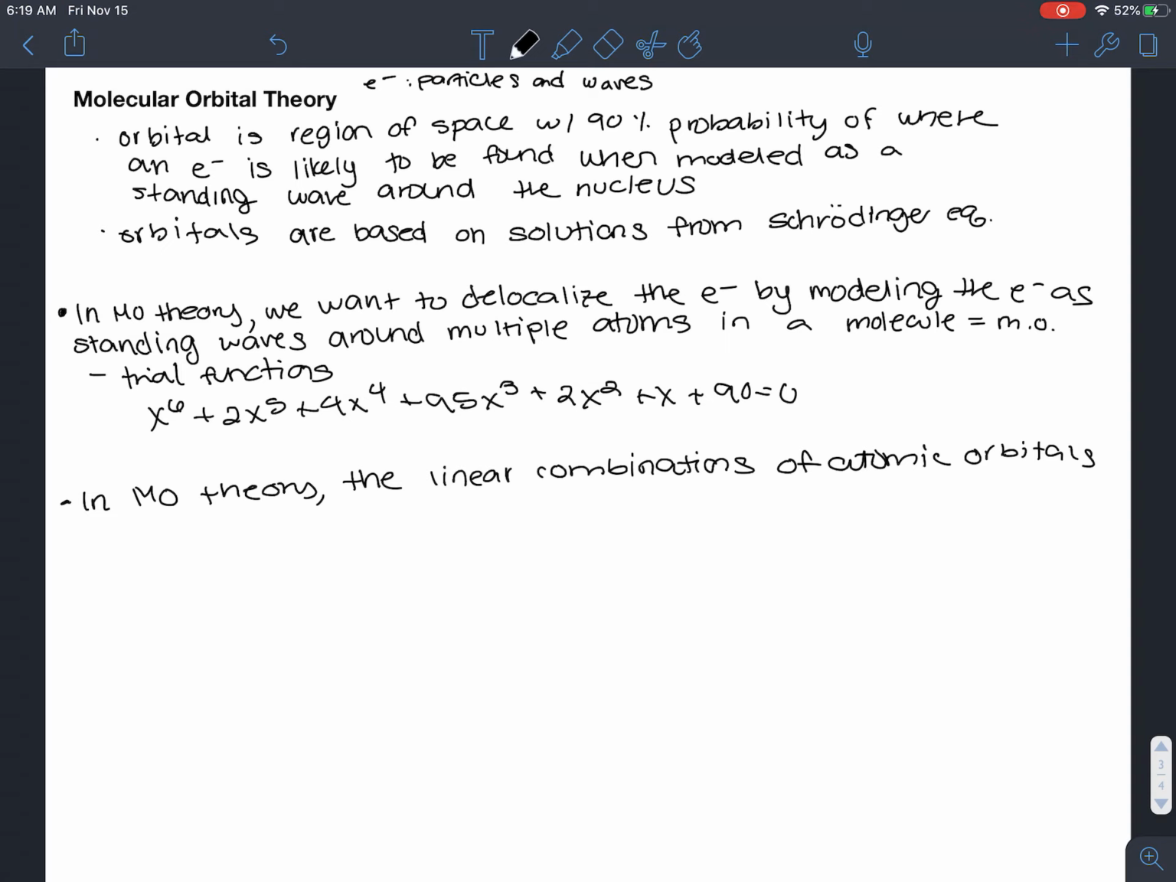In valence bond theory, we created hybrid orbitals by combining standard atomic orbitals on a single atom. Now, this doesn't apply here because that just explains the shape of the central atom and the bonding. Here, with linear combinations of atomic orbitals, we're creating molecular orbitals by adding together standard atomic orbitals from different atoms in a molecule.